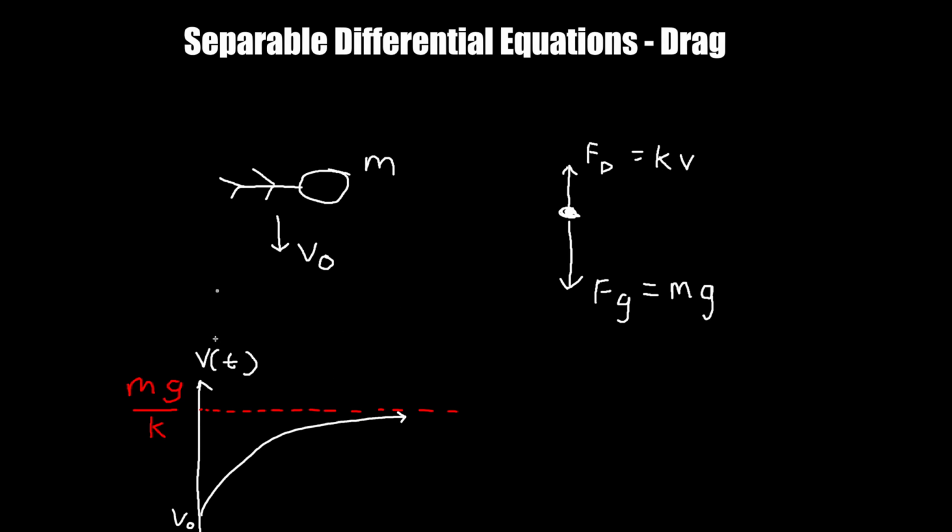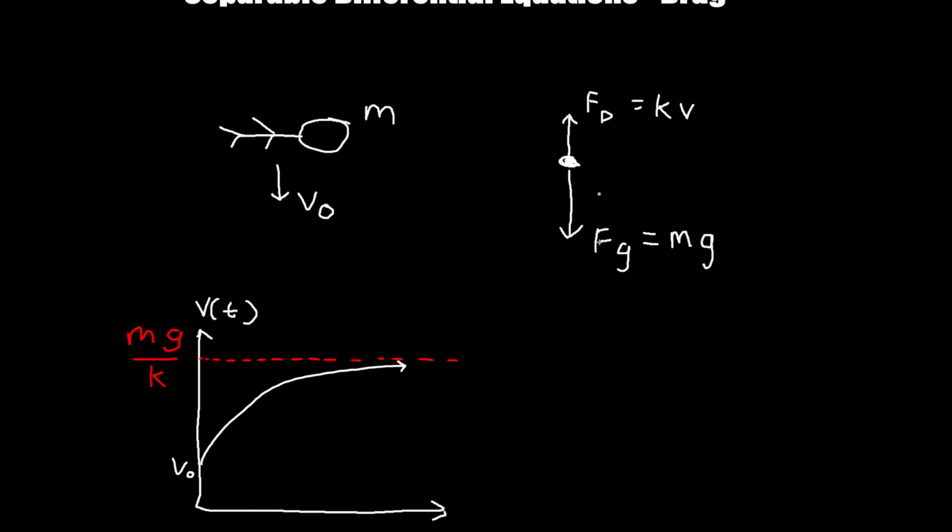So in this case, we are asked to find an expression for velocity in terms of time, as this person is falling from like an airplane or something like that. They are experiencing two forces, a force of gravity, which is equal to mg, and a force of drag, which is opposing gravity, which is equal to kv, where k is just some drag constant, showing that velocity is proportional to the force of drag.